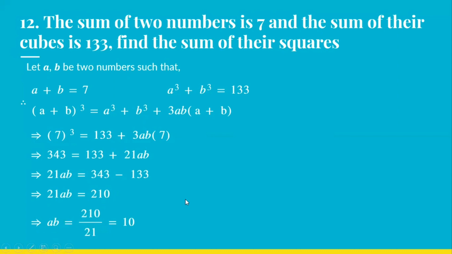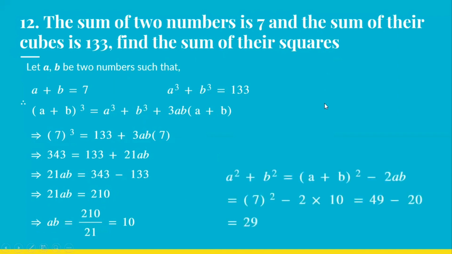Now we have got the value of ab. We are asked to find the sum of their squares. That means we need a square plus b square, right? So what will we do now? We will use the identity a plus b the whole square. Here we get a square plus b square is equal to a plus b the whole square minus 2ab. Instead of transposing, you can even write it like this: a plus b the whole square is equal to a square plus b square plus 2ab.